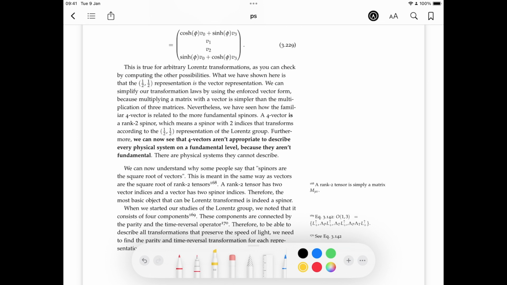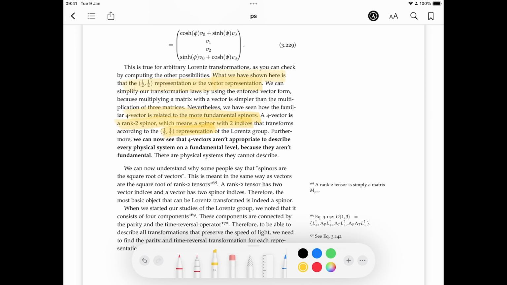What is here? So yeah, he just says that what we have shown here is that the 1/2 and 1/2 representation in terms of spinors is the same as the vector representation. So the objects we are obtaining are 4 vectors. And we have seen now that the familiar 4 vector is related to the more fundamental spinors. And a 4 vector is actually a rank 2 spinor because it has 2 spinor indices. And it transforms using that 1/2 and 1/2 representation.